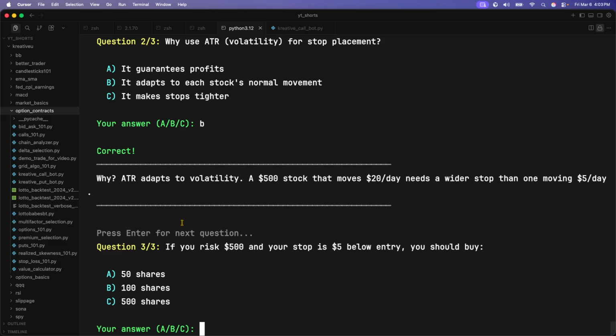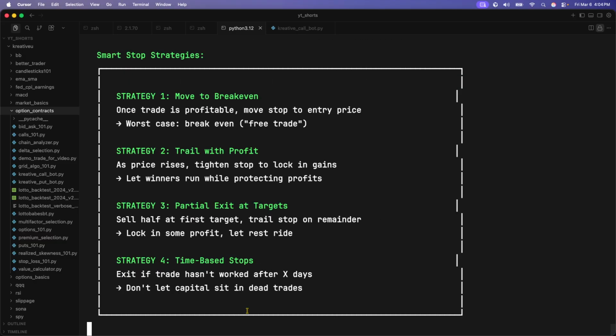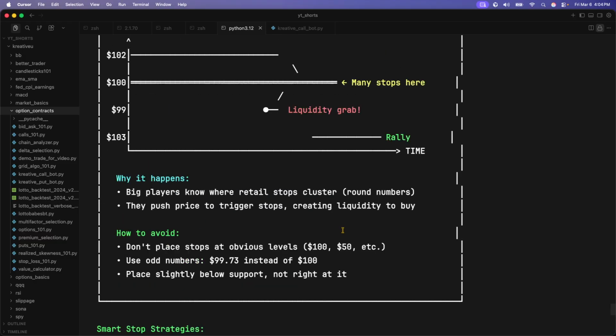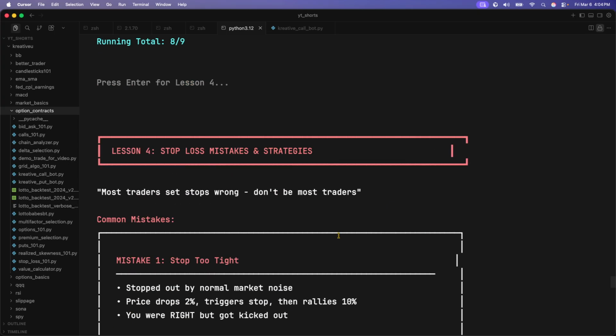So if you risk $500 and your stop is $5 below the entry, you should buy 50. Oh, I know it was B. I know it was B. It's all right. We're learning. I'm only human. I'm a mess.